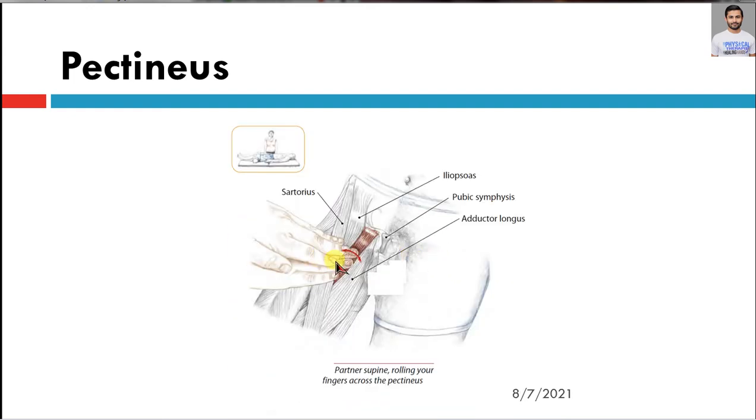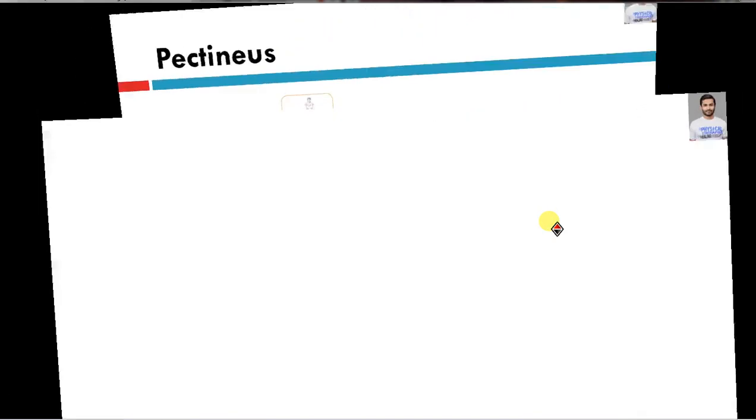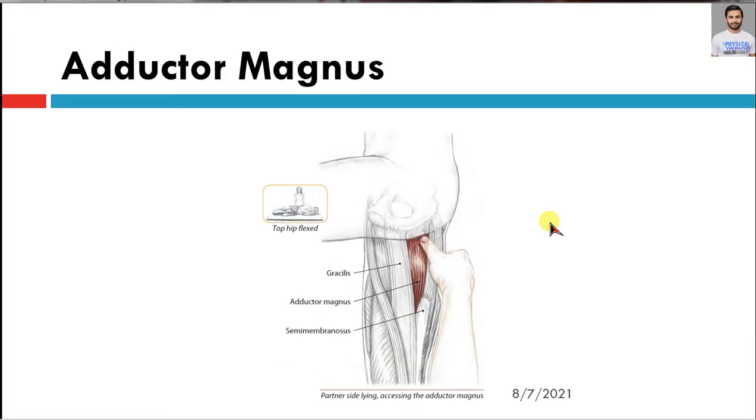The pectineus being the small muscle, as I told you, is the most lateral part of the adductor group, and it is medial to the sartorius, because the sartorius is the most superficial muscle in the thigh region. The adductor magnus can be palpated deeply and in the midline, and it is posterior to the gracilis.